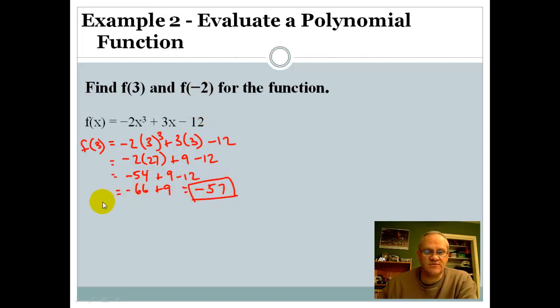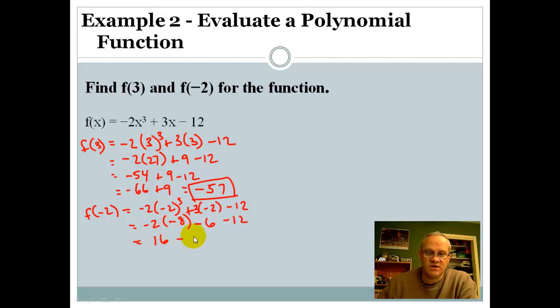And then same thing with -2, just briefly. You plug in the -2, so -2 times -2 to the third plus 3 times -2. We've got -2 to the third, so -2 times -2 is 4. 4 times -2 is -8. This is going to be -6 minus 12, -8 minus, I'll just combine these to make it a -18, and so that's going to be -2.